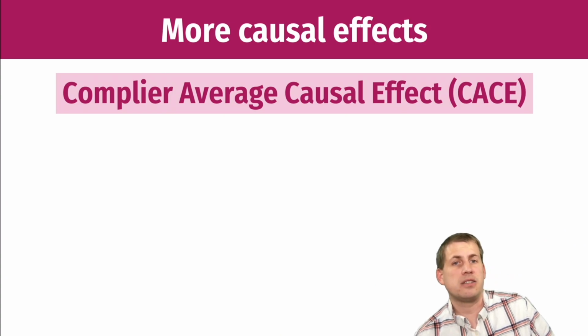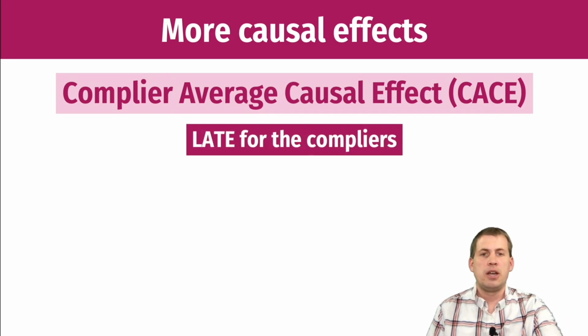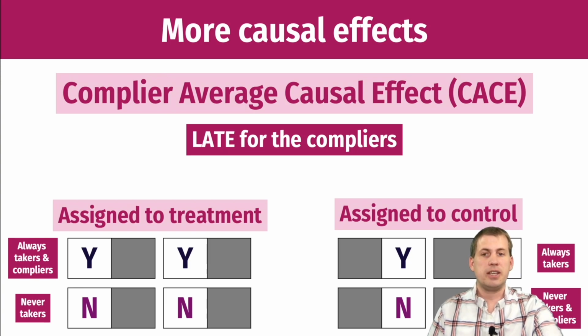The last causal effect that we care about is this thing called the complier average causal effect. That's the thing we care about the most. That's the local average treatment effect for just the compliers. So if we look here, it is what is inside this tiny box here. We want the effect of just the compliers who were assigned to treatment, just them.